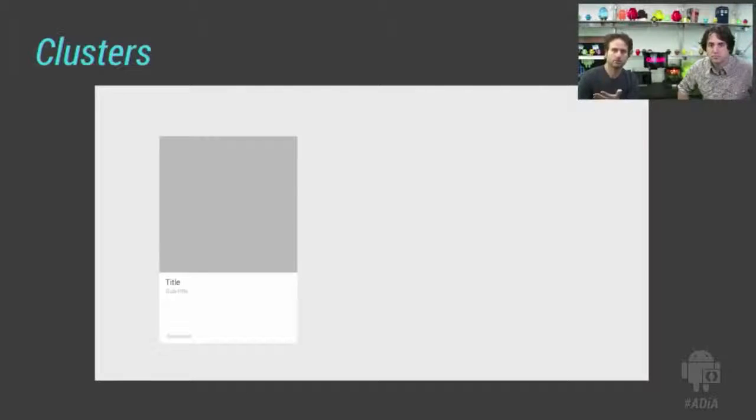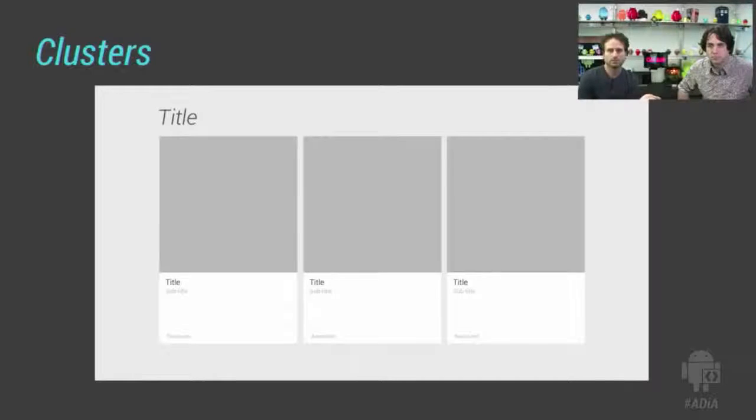Another notion that is key to our design is the notion of clusters. Once you have multiple cards next to each other, because of the visual psychology law of proximity, you perceive it as one unit, a cluster. And that allows us to display collections in this way.